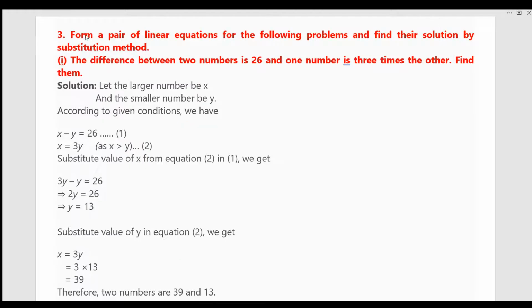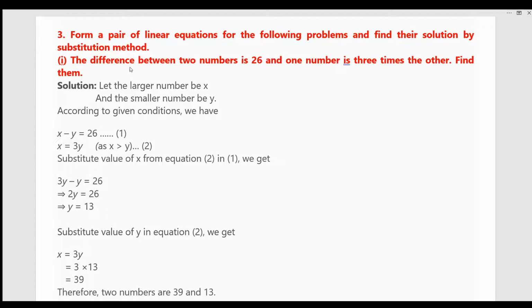Problem number 3. Form a pair of linear equations for the following problems and find their solution by the substitution method. First part, the difference between two numbers is 26 and one number is 3 times the other number. Find them. Now here two numbers are there and the difference between the numbers is 26. Also, one number is 3 times the other number.